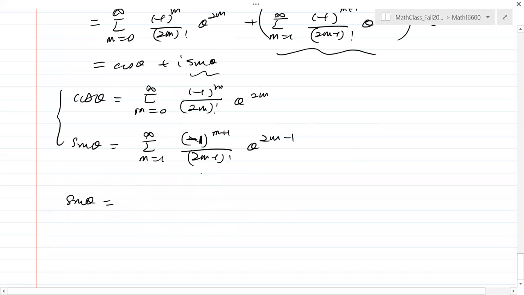When n equals one, I can use m starting from zero, then I have to reindex it. So when m equals 1, the first term is just theta. The second term would be negative, when m equals 2, 3 factorial, and this will be theta cubed. When m equals 3, that'll be positive again, and this will be 5 factorial, and theta to the fifth.